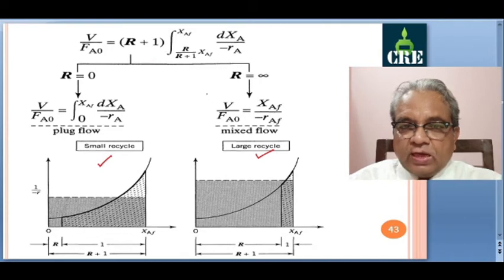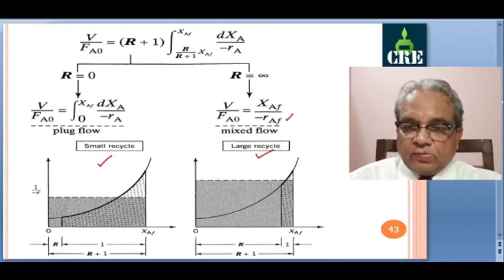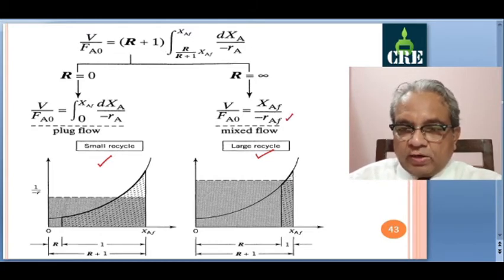And when this value is large, R tending to infinity, you have V by Fa0, and this is simply the integral sign will go, dxa and minus Ra evaluated at exit. So mixed flow reactor performance. So the area of the rectangle you have to consider in that case.